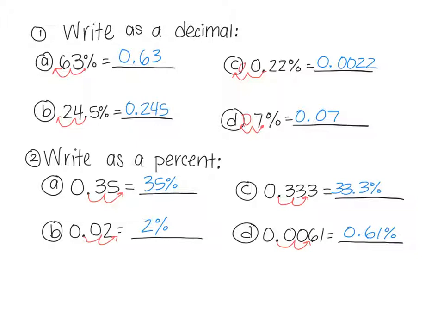Notice on this one, I moved the decimal 2 times again, but because I'm going from a decimal to a percent, I move the decimal point 2 places to the right. I go the opposite direction. And so I just move it 2 places to the right, and that's my new spot, and I add my percent sign. So if you didn't get any of these right, see if you can figure out how you can fix your mistakes.